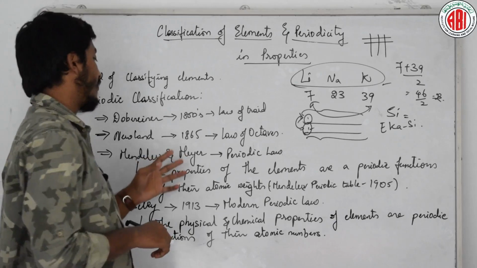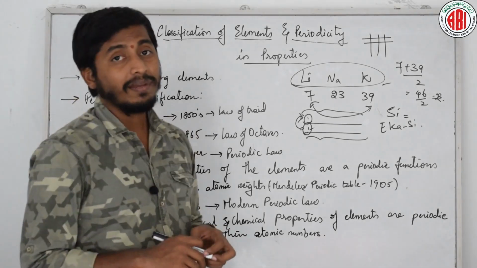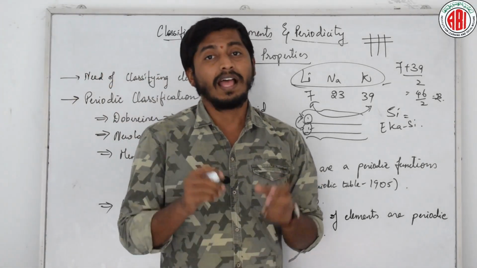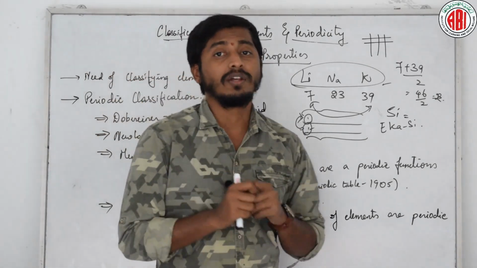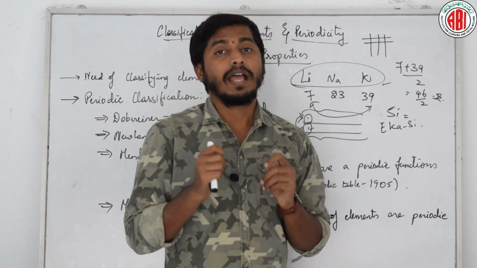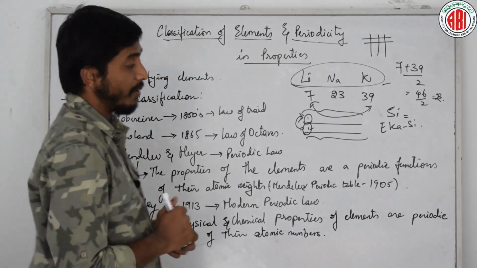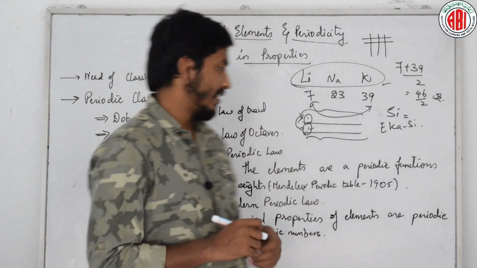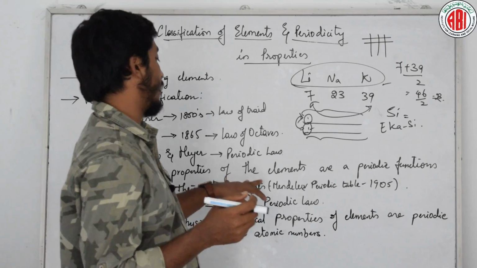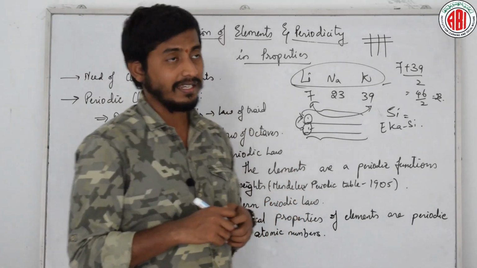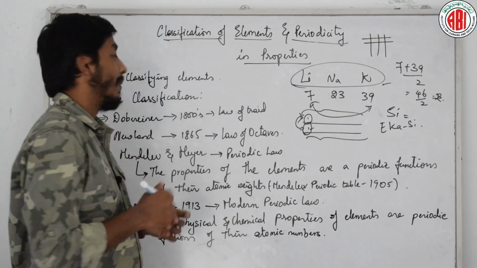After that, when it comes to Mendeleev and Meyer, they gave a periodic law, which means all the properties of elements are periodic functions of atomic mass, right? That means whatever arrangement we do, the whole thing depends only on the atomic mass and how it varies. Okay, and finally, Moseley is the person who gave the modern periodic table, right? It can also be called a simplified version of Mendeleev's periodic table. Did you understand?